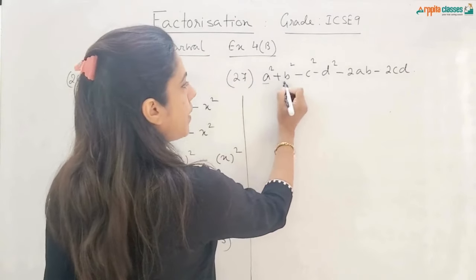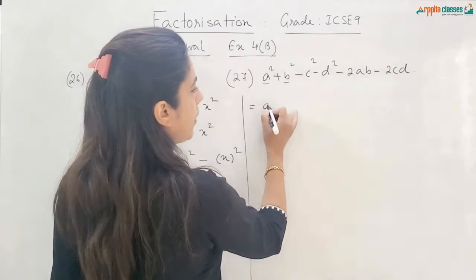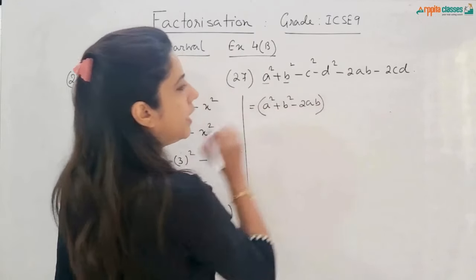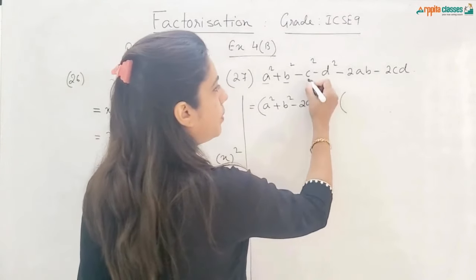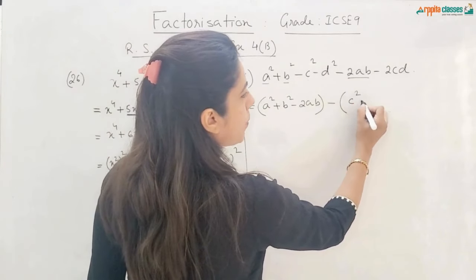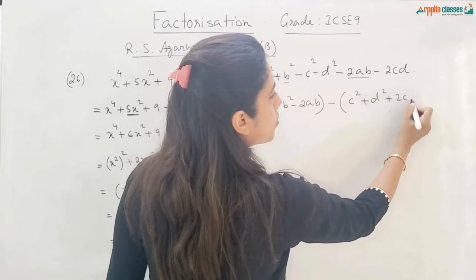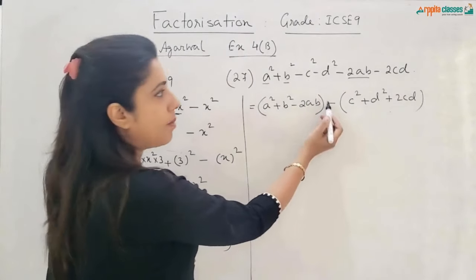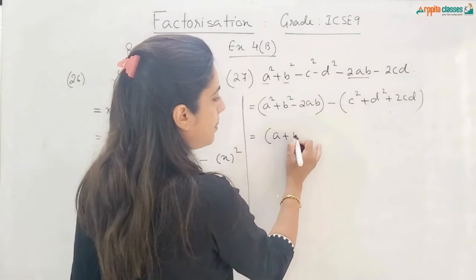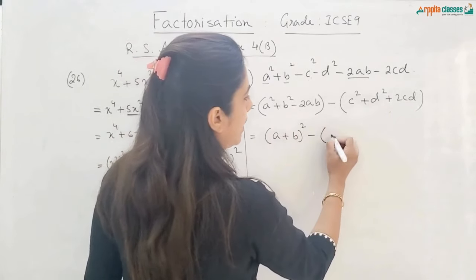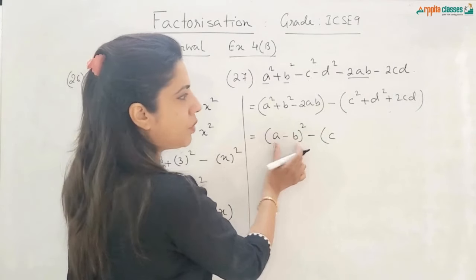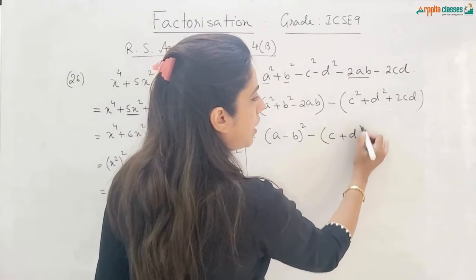What I'll do is a square plus b square minus 2ab, I'll take them together. I will group them together because I'm getting a perfect square terms over here. Then I'll take minus common and I'll put the rest of these 3 terms inside the bracket. So it will be c square plus d square plus 2cd. Since I've taken a minus sign common, so the signs will get changed. So here you can see it is clearly a plus b the whole square and here it is a minus b the whole square because it is a minus 2ab. So a minus b the whole square and here it is c plus d the whole square.